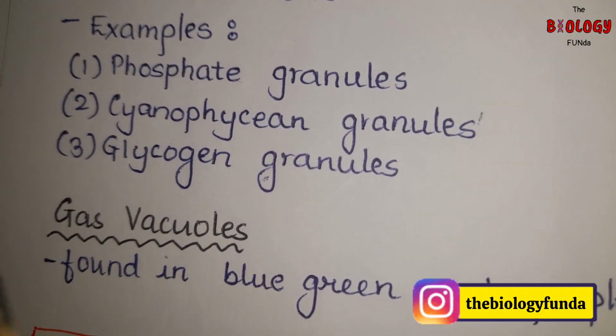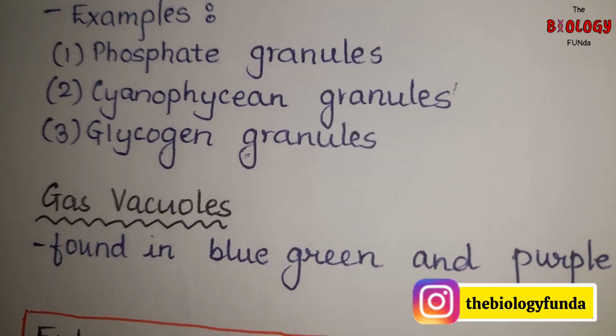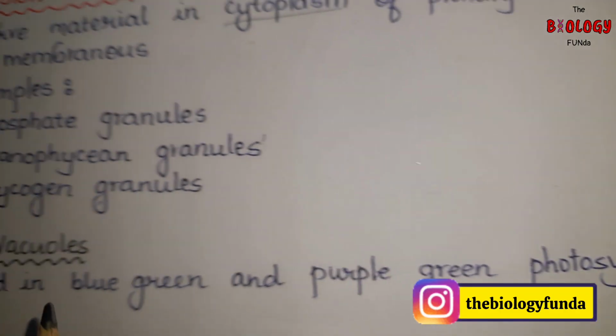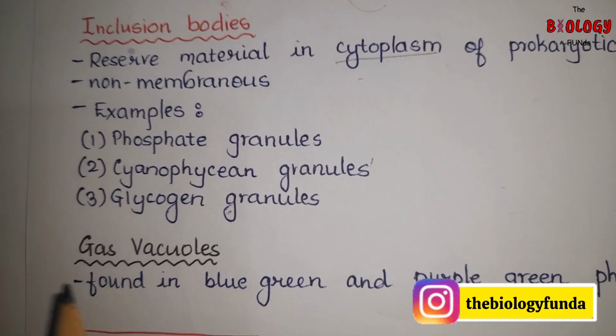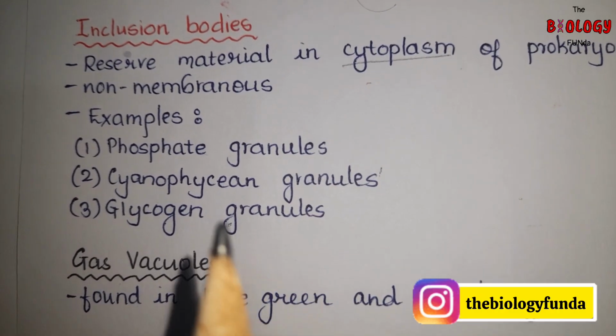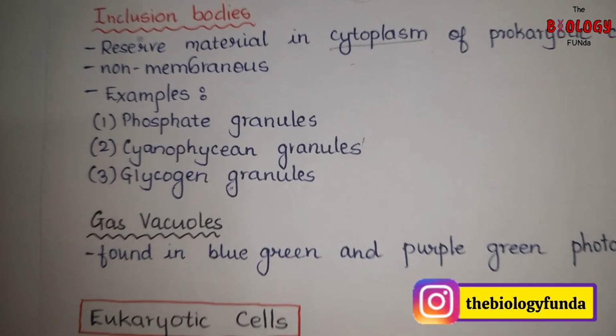Gas vacuoles are like gas bubbles, which you will find in blue-green and purple-green photosynthetic bacteria. What is the role of it? They will not allow the bacteria to sink, so they maintain the buoyancy of the prokaryotic cells.